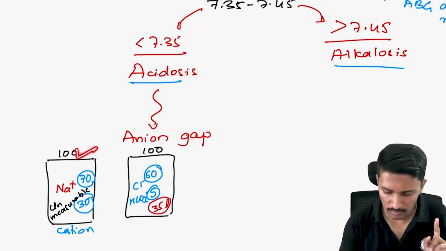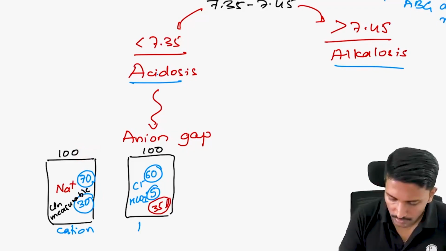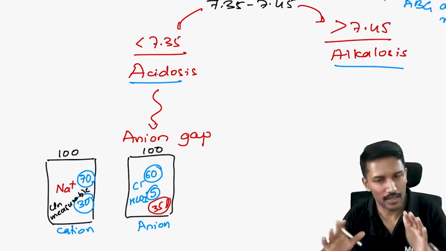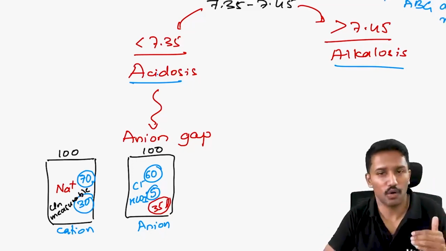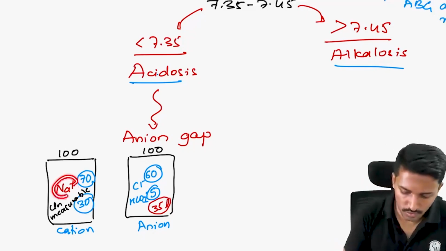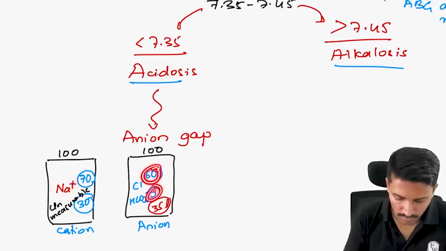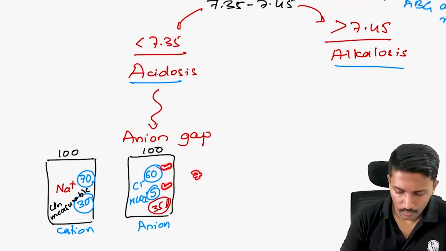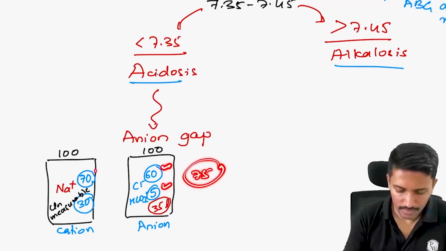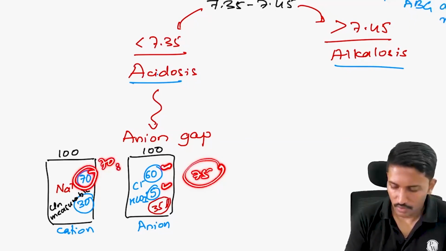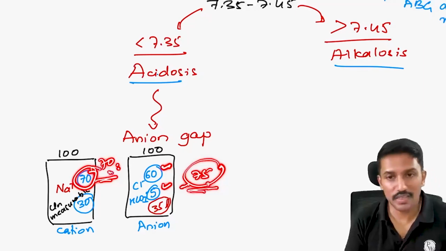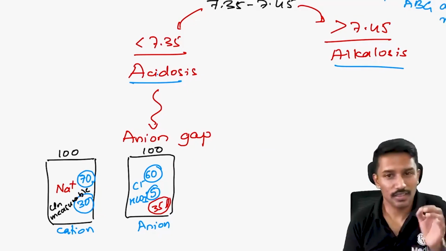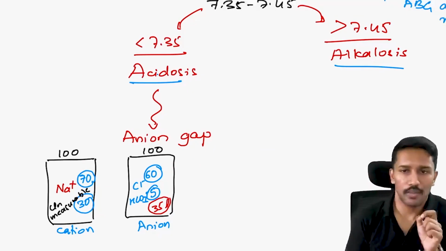Now in both system 1 and system 2, we have an equal amount of ions, right? Cations are 100, anions are 100. But when I do tests, I will mostly test sodium, chloride and bicarbonate. Now if I do that, my chloride plus bicarbonate would be 65, and when I check sodium it is going to be 70, right? Now if I see the difference between the measured cations and anions, I will get a difference of 5. This is what we call the anion gap.